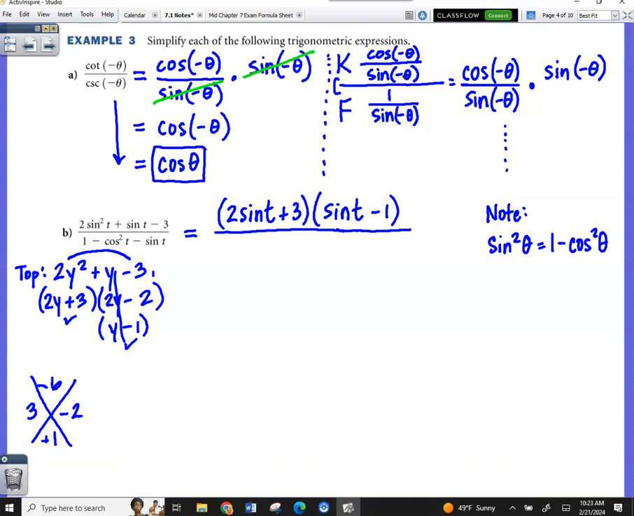So if you need to make a note somewhere, you can come over here and do it. This is another aspect of this whole chapter, is you're kind of all over the place with your thoughts. You're thinking like, okay, that can be plugged in, this can be plugged in. So you'll notice what I do is I make side notes, and then I come back to the formula. So the bottom is 1 minus cosine squared minus sine t.